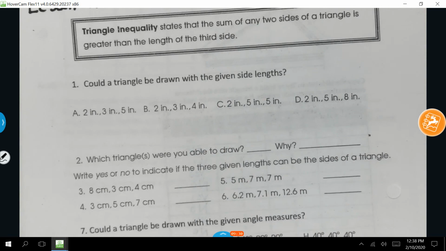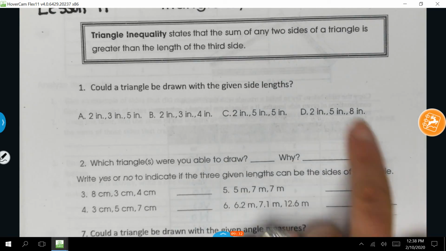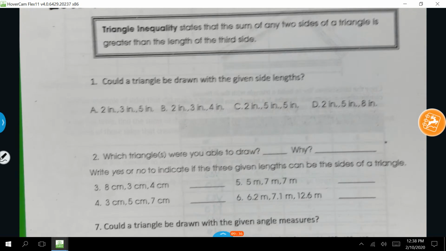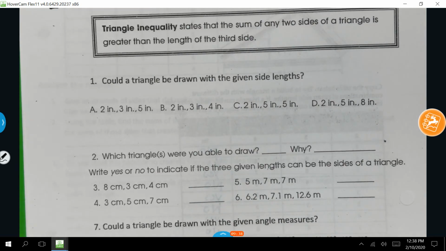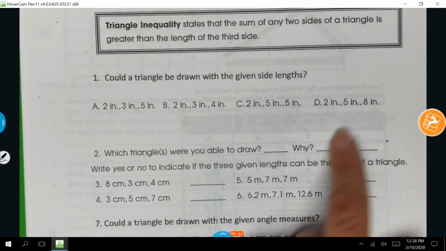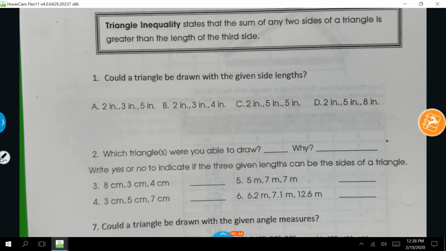Okay? So, now you're going to go through this page. Could a triangle be drawn with the given side lengths? Can we pick more than one? No, it's a yes or no. It's not multiple choice. It's yes or no for all of them.